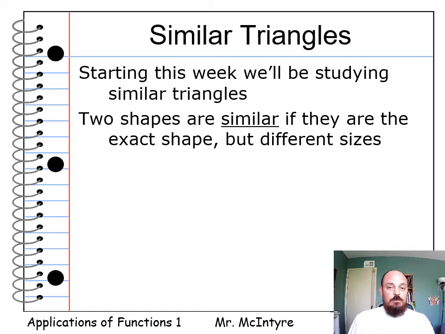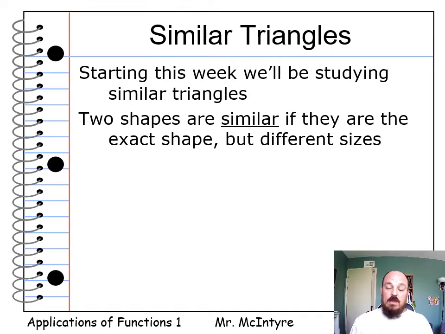Now, what similar means is the exact same shape, but they can be different sizes. You can have a big one and a small one. That would still count as similar. So it's kind of like congruent, but it's not the same. They can be different sizes, but they do have to be the exact same shape.